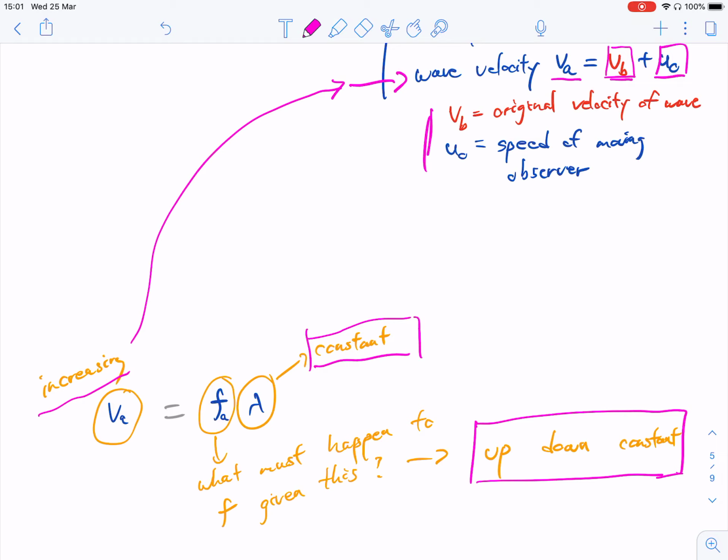Is the frequency going to increase? Is it going to decrease? Or is it going to stay constant? So hopefully your prediction was that the frequency was going to increase, because we need to keep both sides of the formula balanced. Lambda is not changing. V goes up. Therefore, frequency also has to go up to keep this balanced. Otherwise, it'll be unbalanced.